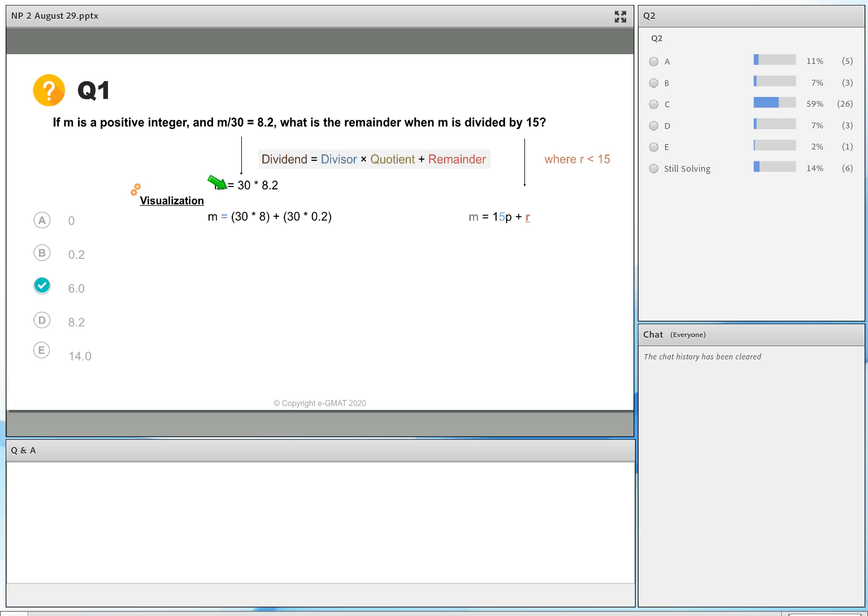So you can write m as 30 times 8.2. Now don't do the multiplication and then find the remainder. Do this. Split the 8.2 into 8 and 0.2. 30 times 8 is one thing and 30 times 0.2 is 6. So this way you'll see you have the DNR equation, which is 30 times 8 plus 6.